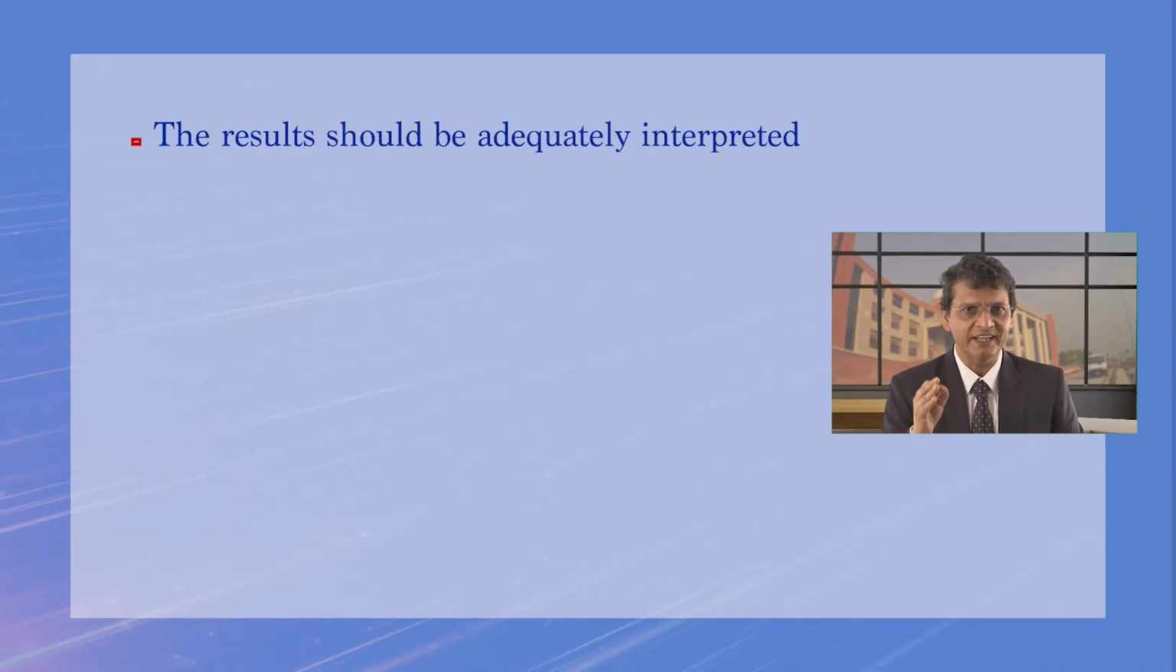The first criterion, in the form of a question, you can set for yourself, or keep simply in your mind, or keep in written form in front of you. Number one, the results should be adequately interpreted. Whether the results that are reported here have been interpreted adequately or not. Most of the time results are simply reported, not interpreted. So reporting the results and interpreting the results are different.